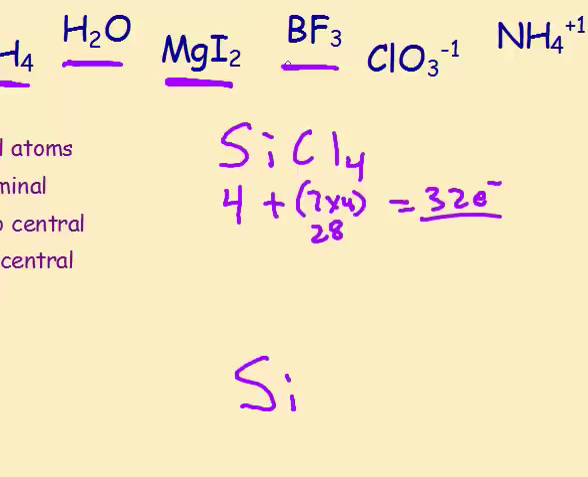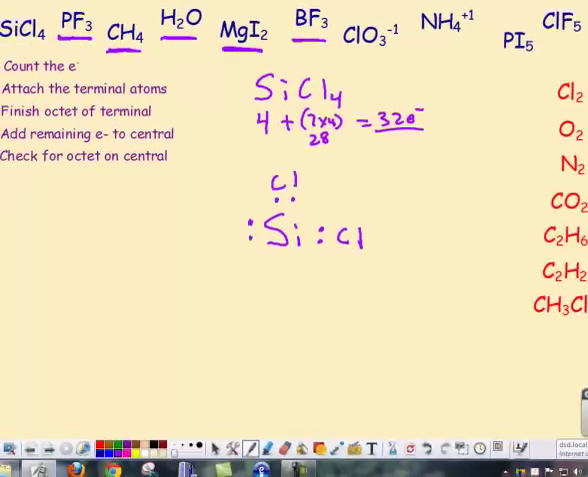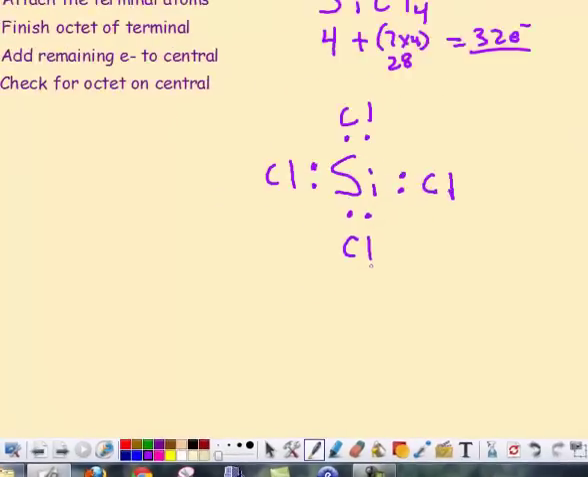All right, so Si in the middle. We're going to form a covalent bond between each of the terminal atoms by using a pair of electrons. So I'm going to attach each chlorine, and I've now formed a covalent bond. Next step.